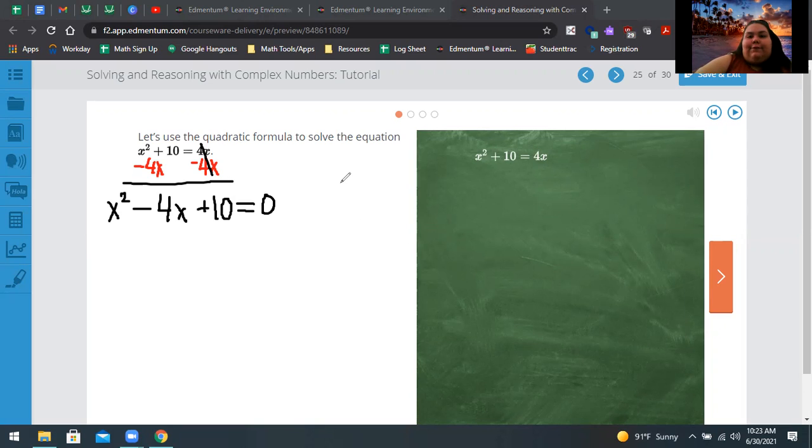We can go ahead and find our a, b, and c to plug into the quadratic formula. This is my a, here's my b, and here's my c. Now, I don't have a number sitting there for a. Remember, there's no number there, it's an invisible 1. So now we plug it into the formula, which is x equals negative b.